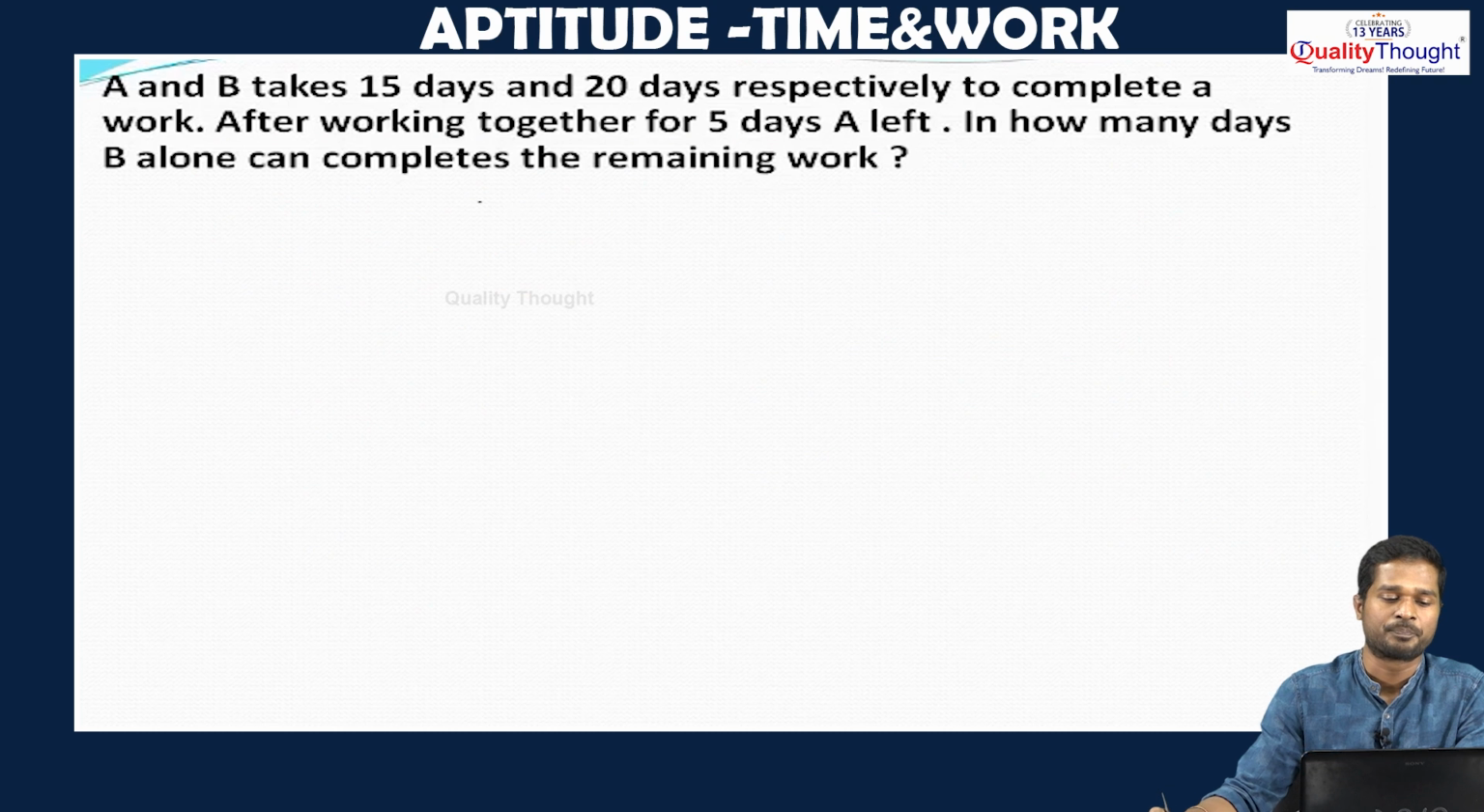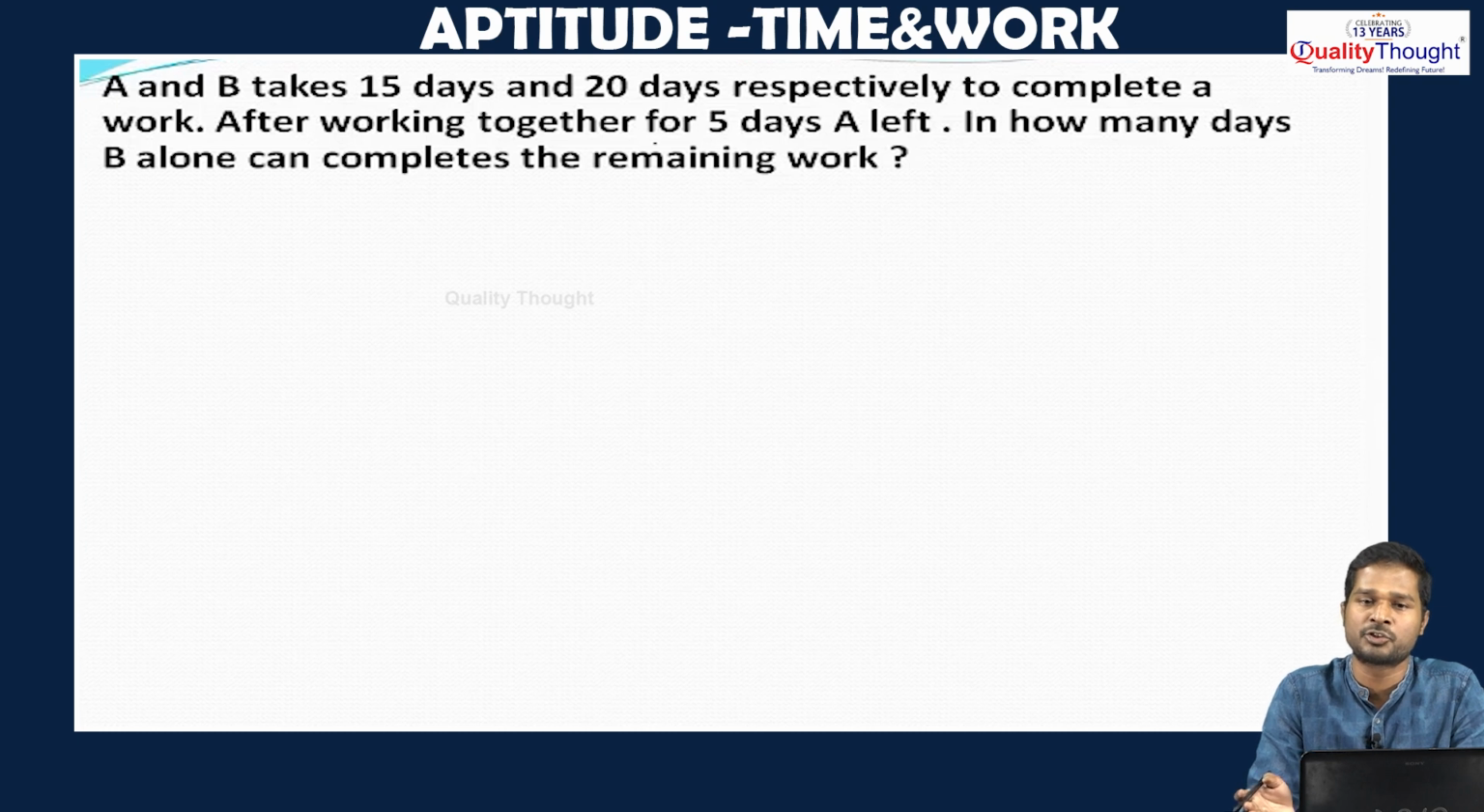See the next question. A and B take 15 days and 20 days respectively to complete a work. After working for 5 days, A left. In how many days can B alone complete the remaining work? See, in the previous question, a person started the work and after some days another person came and joined, then both the people worked together to complete the work. But in this case, a person started and leaves the job after some days, then another person will come and complete the job. So in how many days will he complete the job?